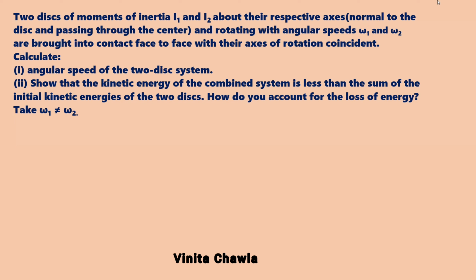Okay, read the question now. Children, please read the question. Two disks of moment of inertia I1 and I2 about their respective axes, normal to the disk and passing through the center and rotating with angular speeds omega 1 and omega 2 are brought into contact face to face with their axis of rotation coincident. Calculate the angular speed of the two disk system and show that the kinetic energy of the combined system is less than the sum of the initial kinetic energy of the two disks. And how do you account for the loss of energy? Take omega 1 not equal to omega 2.